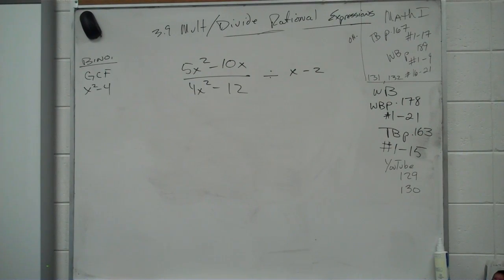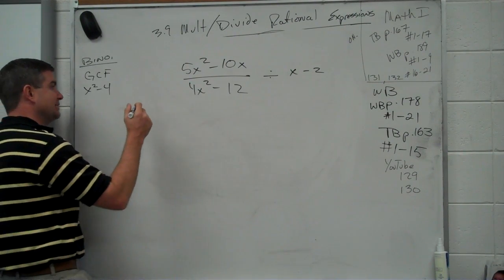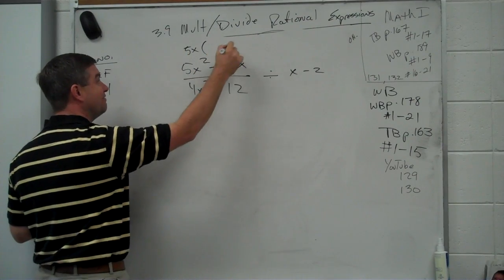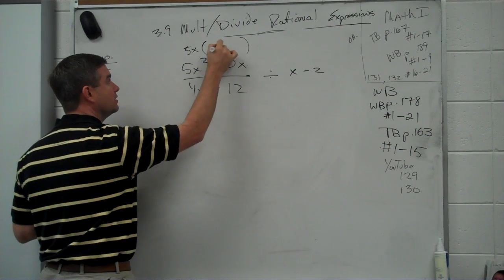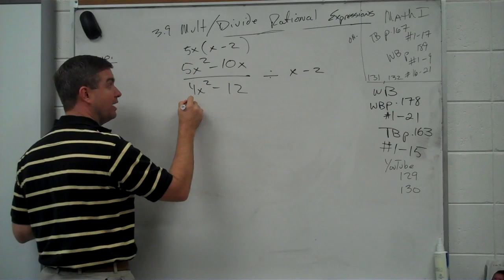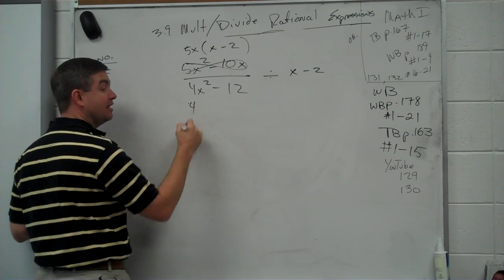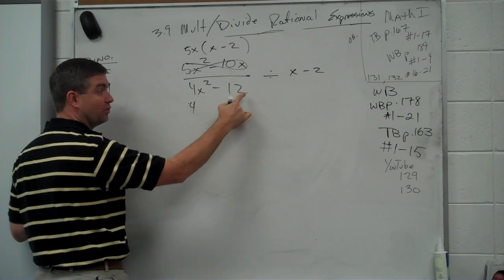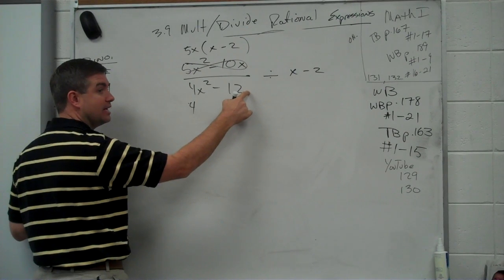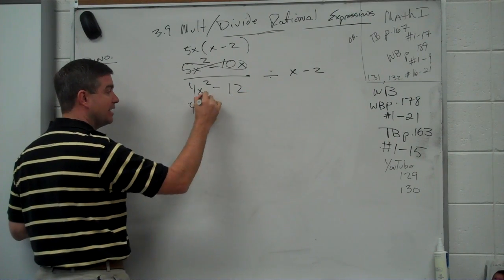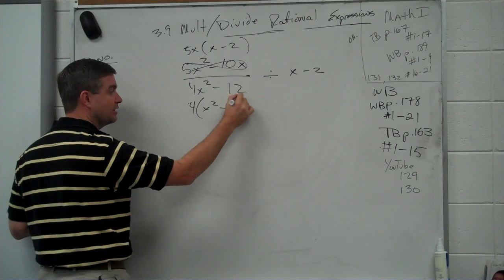What's the name of the game in these problems? Factor, factor, factor. Factor what you can. Don't force it. Don't factor something that doesn't factor. All right, so what do you get on the top here? What's 5x squared minus 10x? 5x, and what's left? X minus 2. I take what out of the bottom? 4x. Not 4x. Don't force it. There's no x here, so you can't pull out an x. Just plain old 4, and I get x squared minus 3.